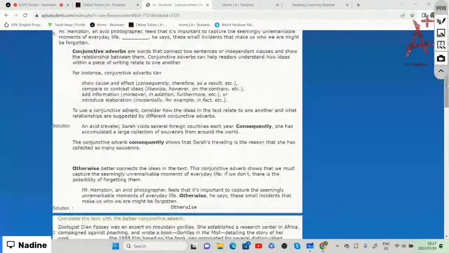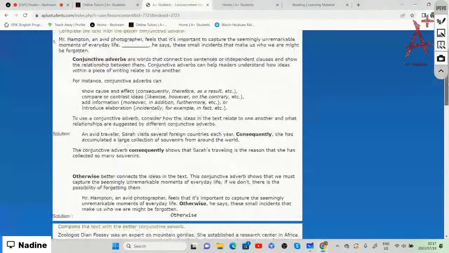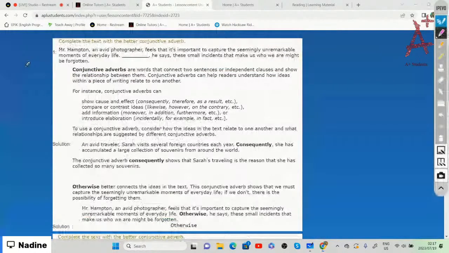All right, so if we look at our, yeah, it says complete the text with the better conjunctive adverb. So we are going to read a sentence or the two sentences, right? Then we are going to complete the text with a better conjunctive adverb in order to connect the two sentences, right?